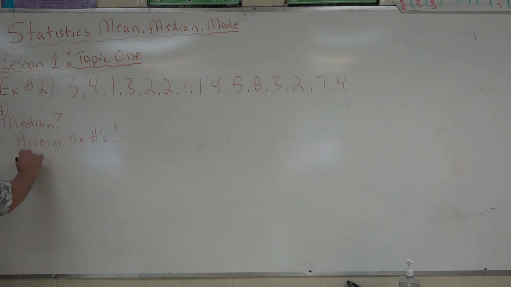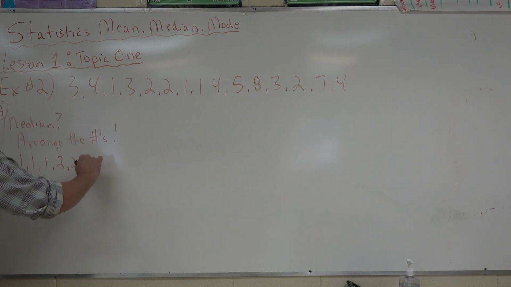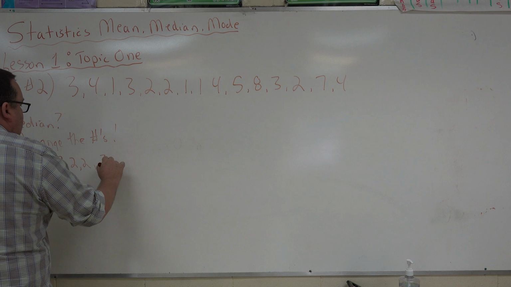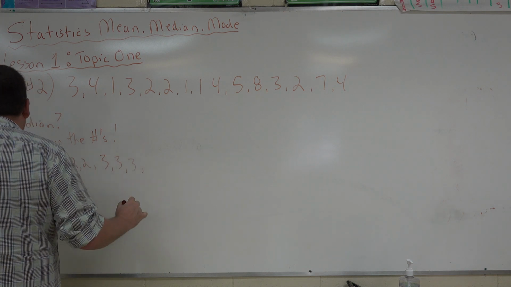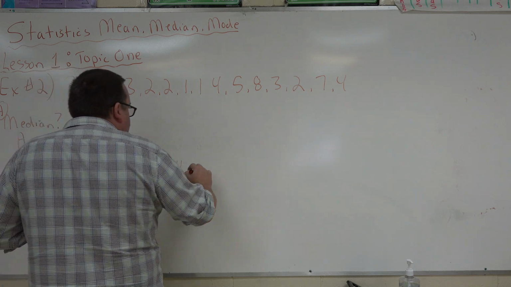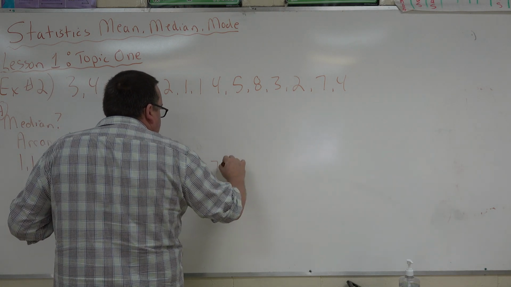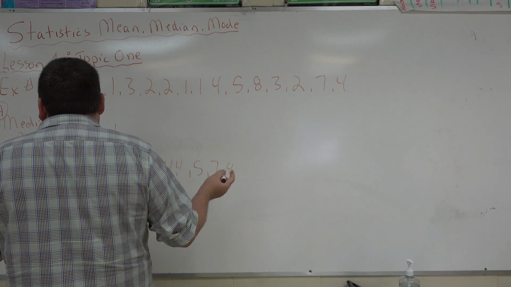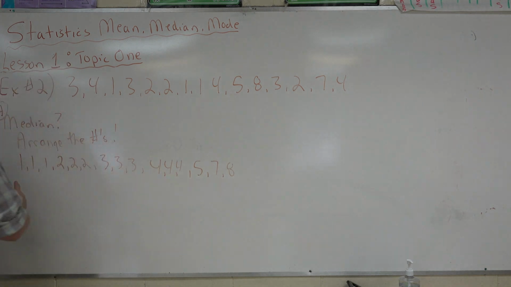So you're going to have 1, 1, 1, 2, 2, 2, 3, 3, 3, 4, 4, 4, 5, 7, 8, and there's your numbers arranged from lowest to highest value.